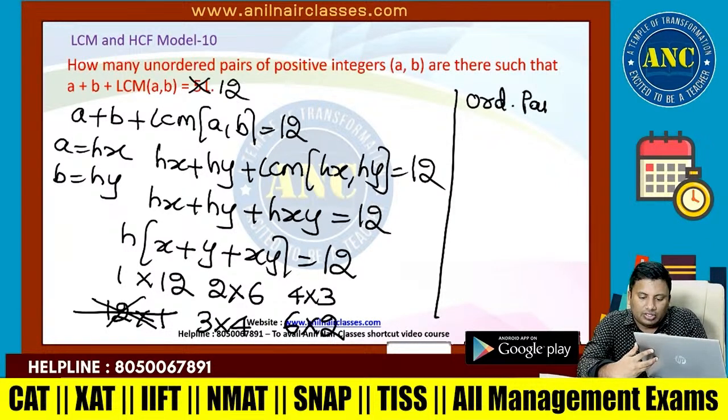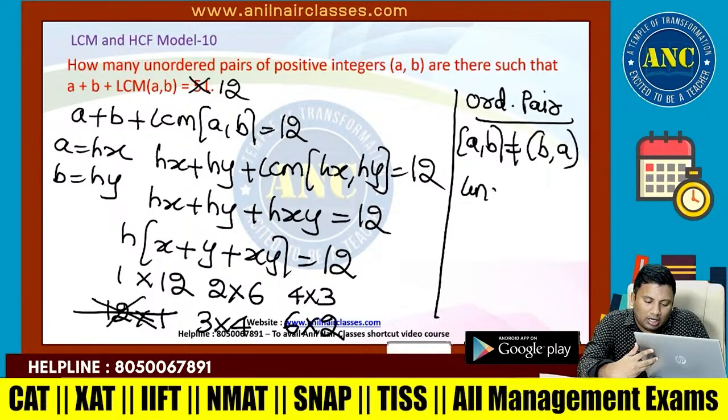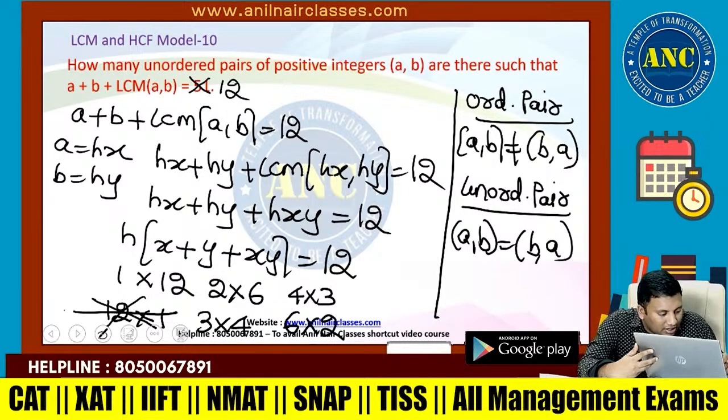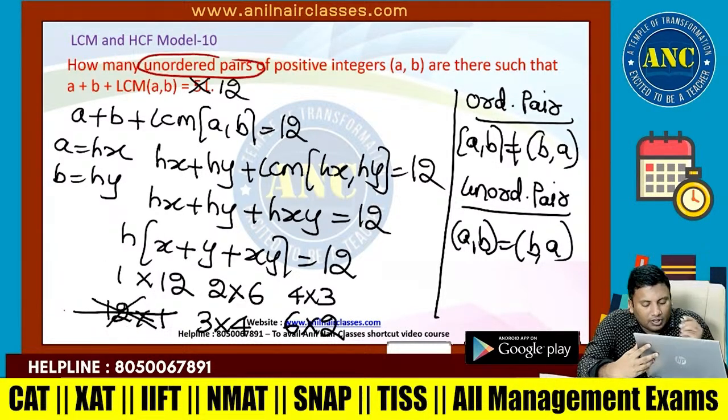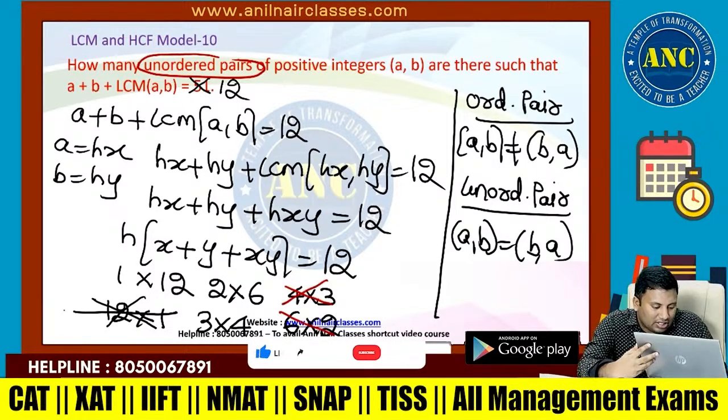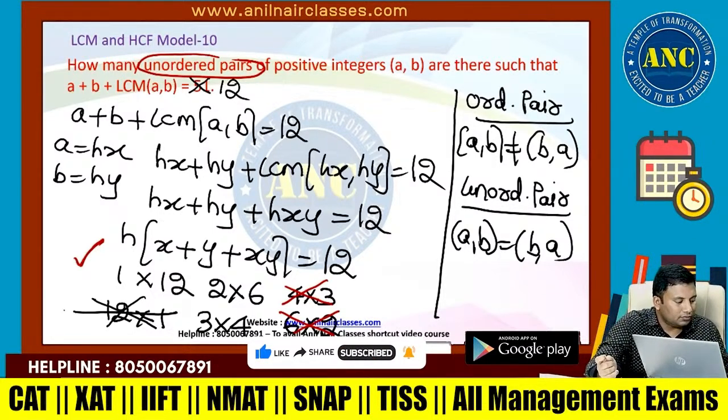Ordered pair is A comma B is not equivalent to B comma A. Unordered pair is A comma B equivalent to B comma A. Because it is an unordered pair, the reverse I am not taking. This I will eliminate. Total 3 cases I got.